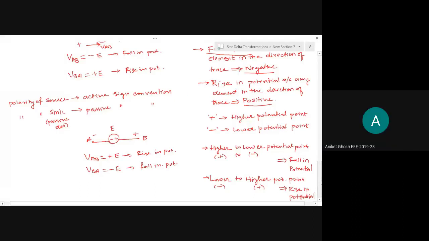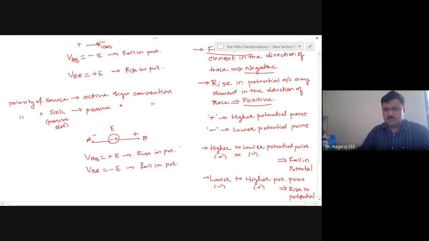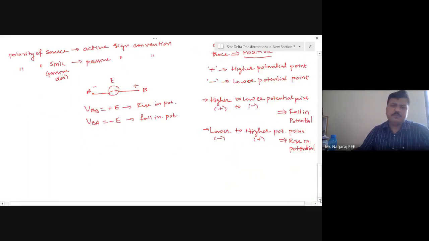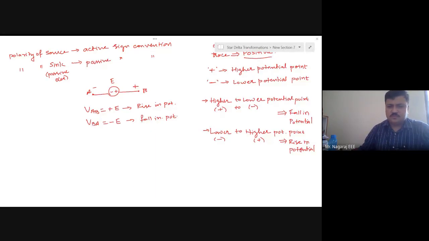Then next we should see what happens when the element is a passive element. But now the time is up. In the next class, tomorrow's first hour, we will look into the passive element current direction and passive sign convention, and how to apply KVL to a loop or circuit having both active and passive elements, and how to proceed, understand and analyze. With this, we'll end today's session.